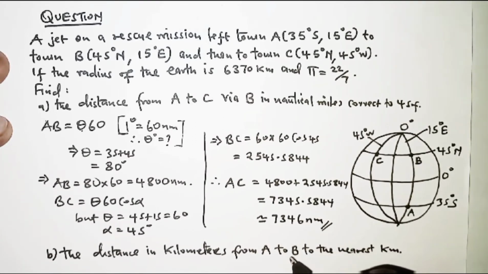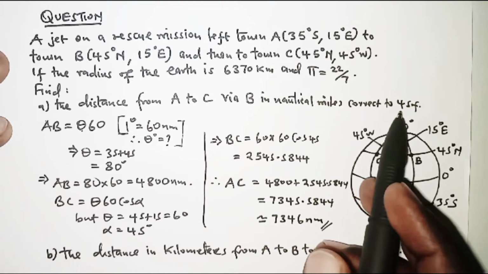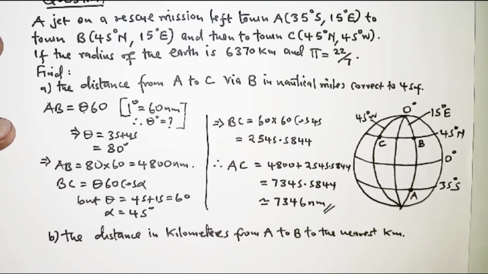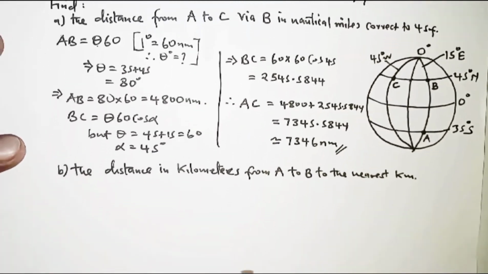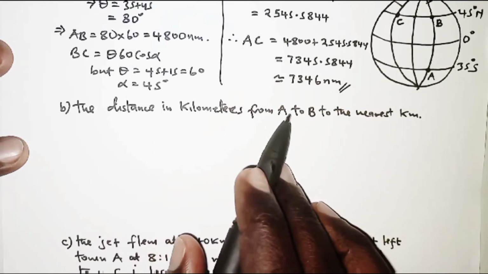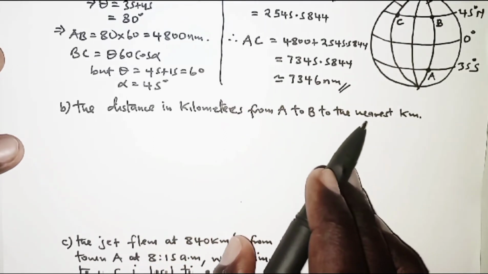So we have our answer expressed to 4 significant figures as required in the question. So for part B, we need the distance in kilometers from A to B to the nearest kilometer.